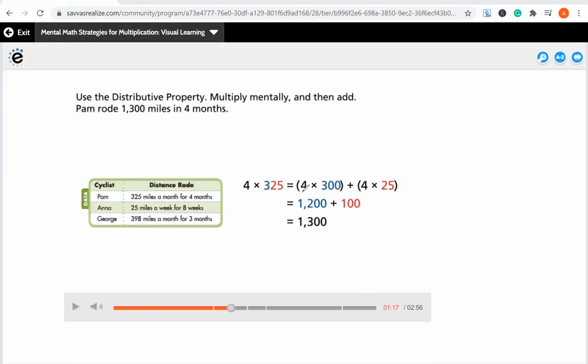So now it's easy to do it mentally because 4 times 300 is easy to find mentally. 4 times 3 is 12, with 2 zeros, 1,200. Then plus 4 times 25 means you have to add the 25 4 times. 25 plus 25 is 50, plus 25 is 75, plus 25 equals 100. And then we can add the products, 1,200 plus 100 equals 1,300. So 4 times 325 equals 1,300. This is the first strategy. We call it the distributive property.